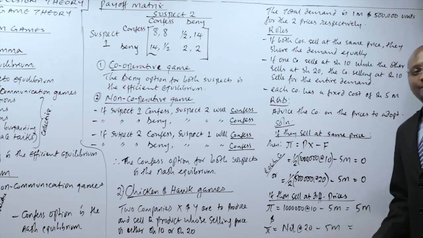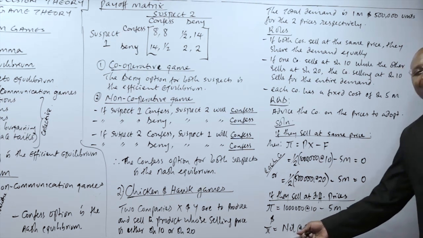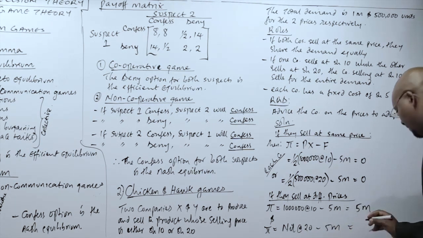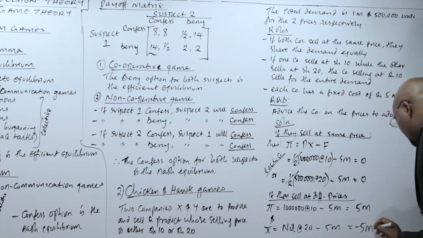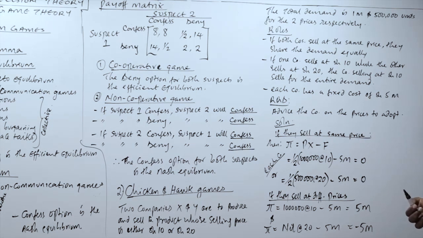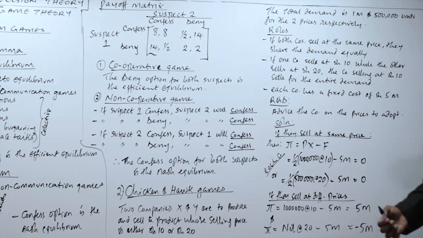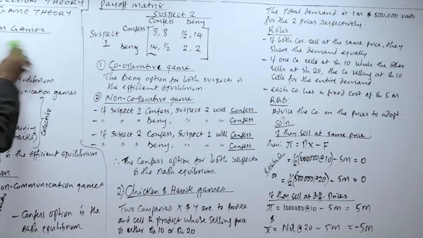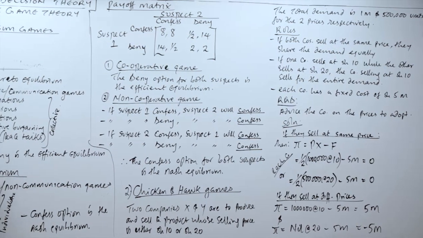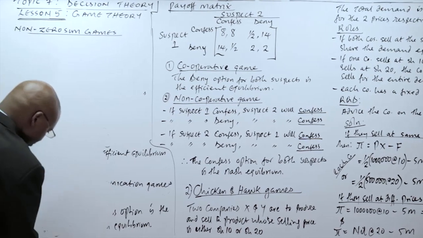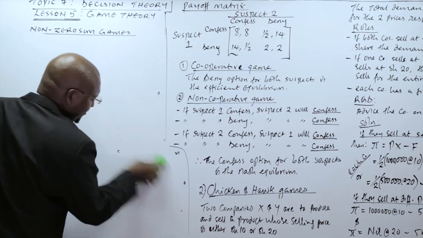But the one selling at a price of 20 sells nothing, but he's going to incur a fixed cost of 5, meaning he makes a 5 million loss. So these are going to be my payoffs. If I want to come up with a table, I have this in my table. So I have now my game payoff matrix here.